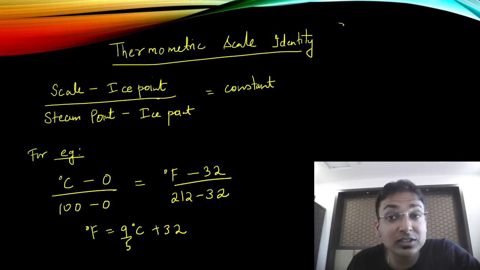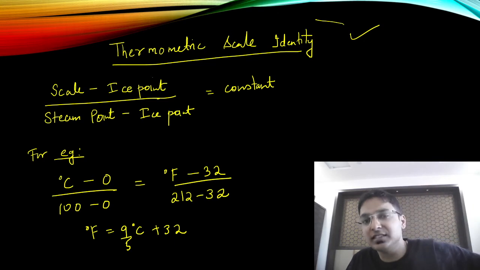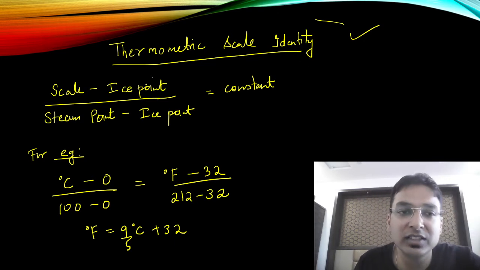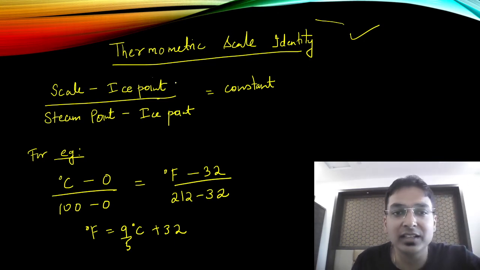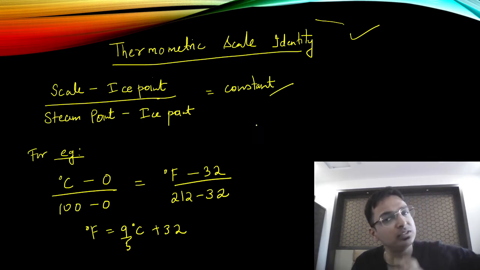Moving ahead, guys, this is a very important identity, the thermometric scale identity. With any scale, you can use this conversion. Simply, (scale minus ice point) upon (steam point minus ice point) is constant. Okay, so this is true for any scale.